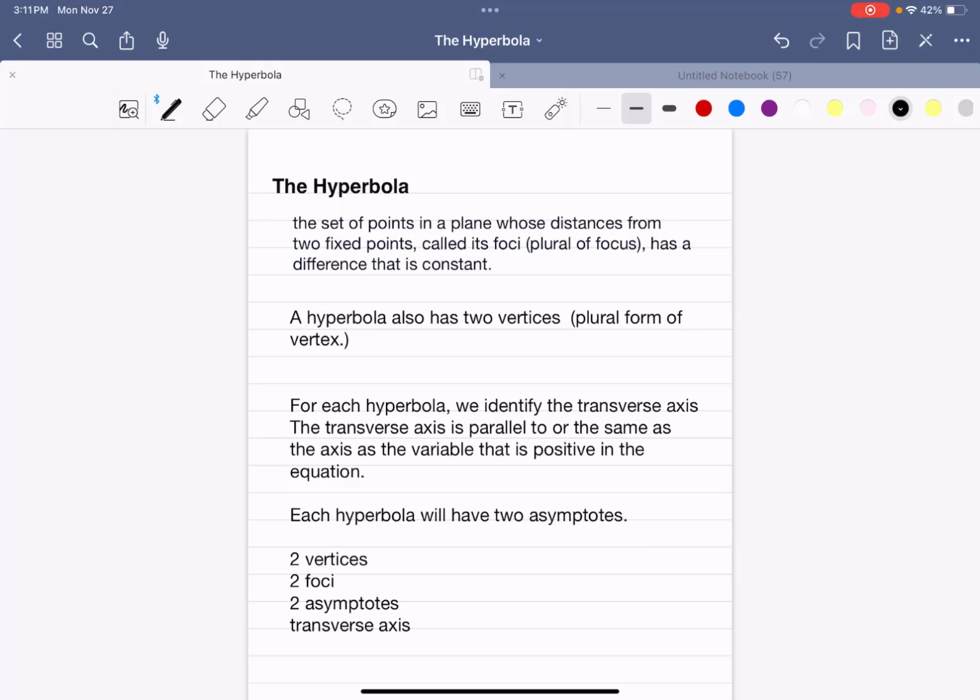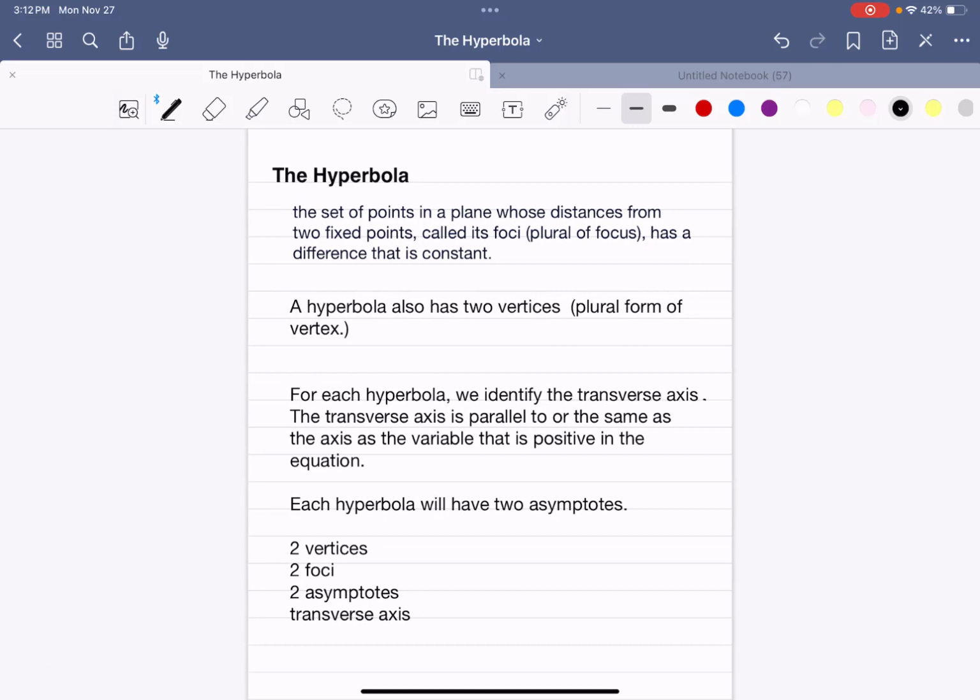The hyperbola is the set of points in a plane whose distances from two fixed points, called its foci, which is the plural of focus, has a difference that is constant. A hyperbola also has two vertices. That's the plural form of vertex. And for each hyperbola, we identify what's called the transverse axis.